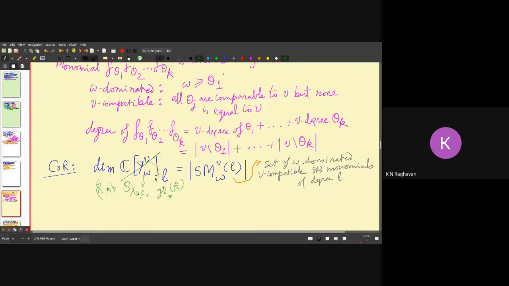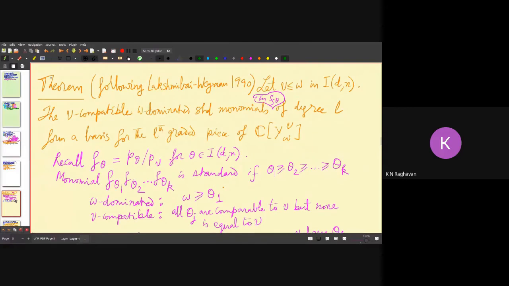And as far as I know, nobody knows how to do that in general. And that could be a very interesting commutative algebraic problem. Okay, so let me move on.